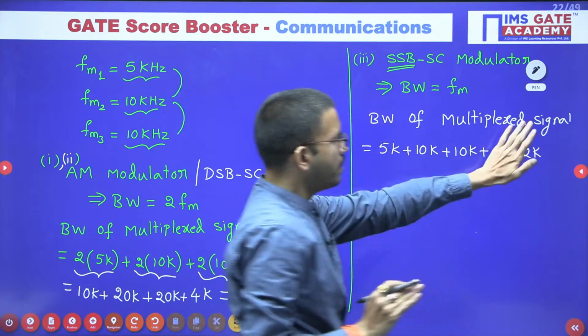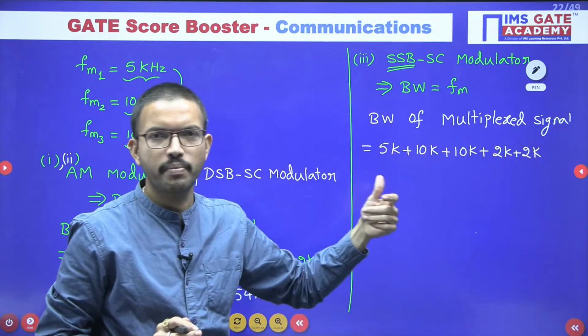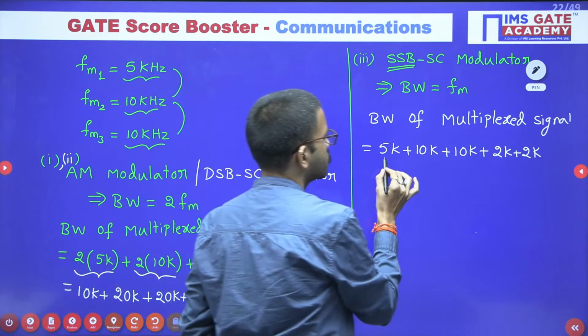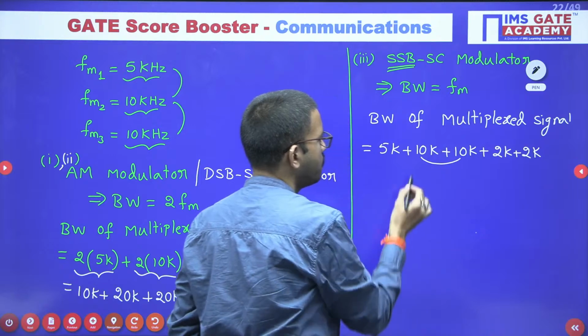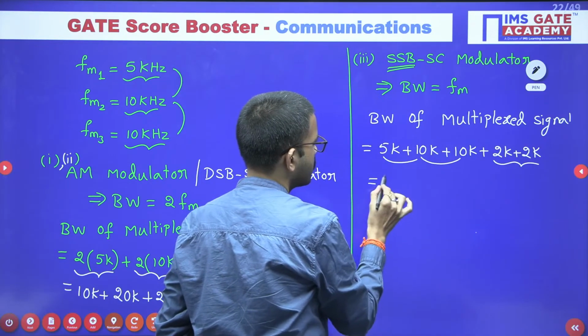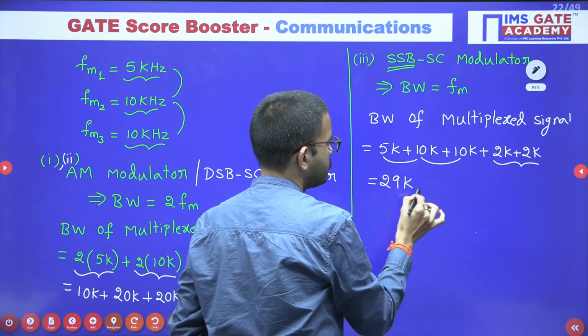If you are not considering the guard band, that means without a guard band, or there is no guard band between any two signals. Okay, right. So here in this case, 10 plus 10 is 20, plus 5, 25, 25 plus 4, 29. 29 kilohertz.